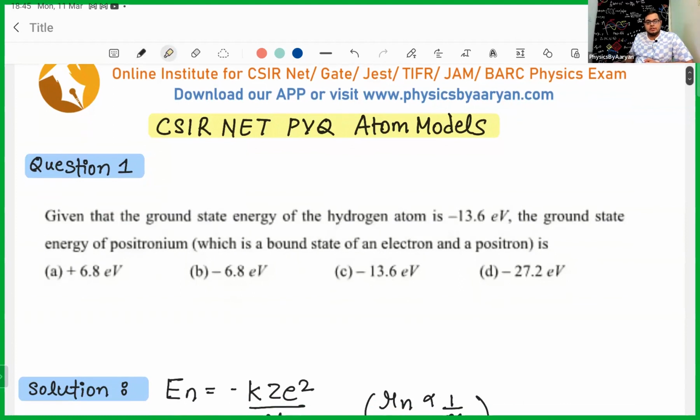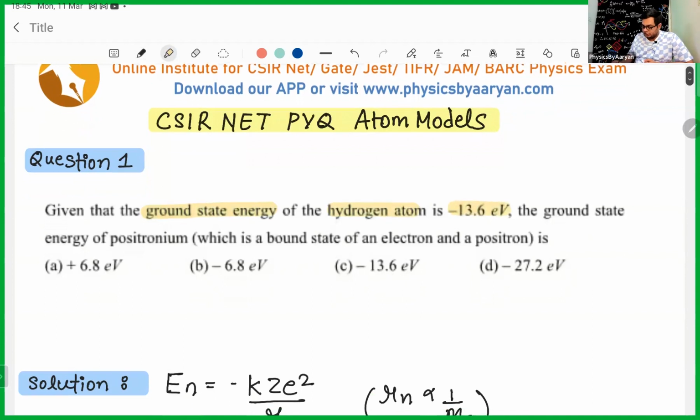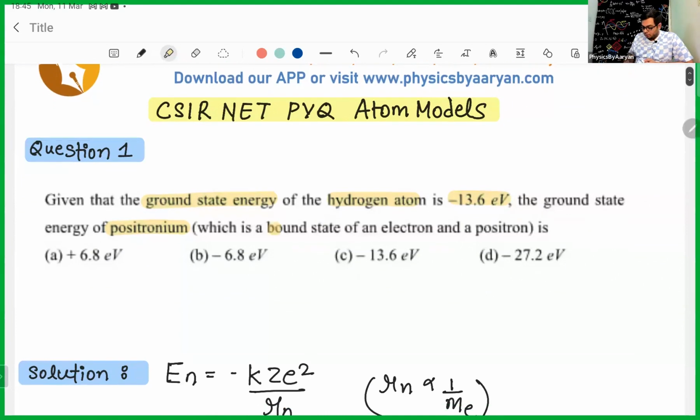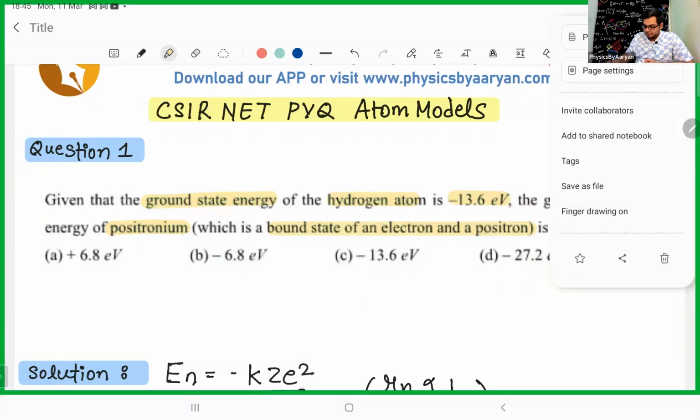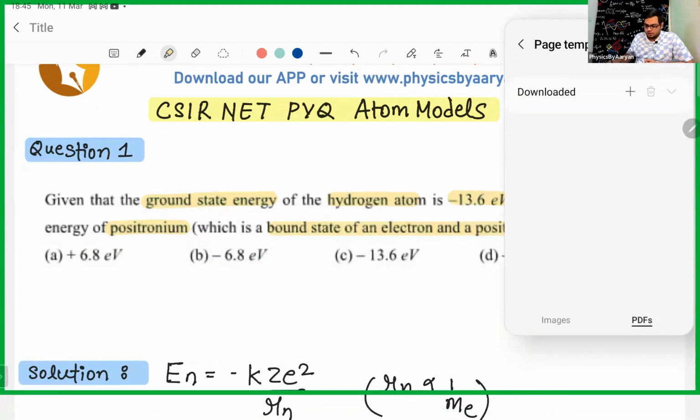Given that the ground state energy of the hydrogen atom is minus 13.6 electron volt, what is the ground state energy for positronium? They told us what positronium is, which is the bound state of an electron and a positron. So let's first understand the question.